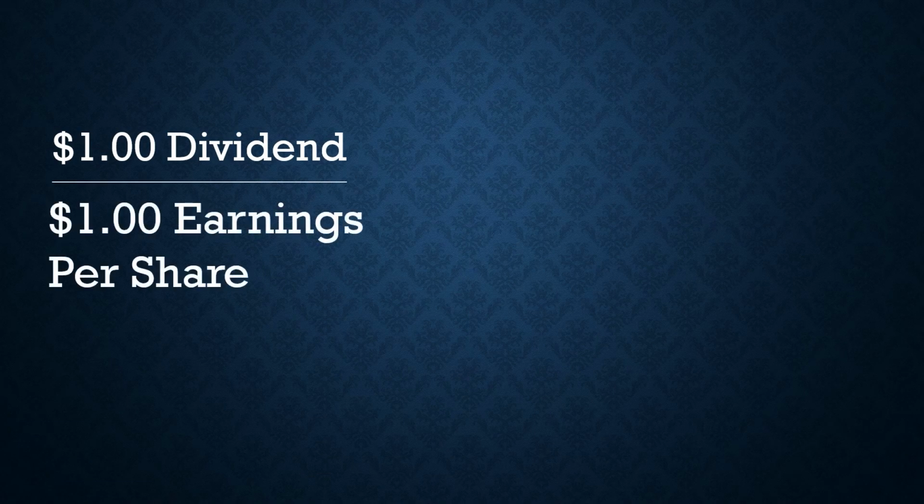A payout ratio is simply the dividend divided by the earnings per share. If you have a $1 dividend and $1 in earnings per share, that's a 100% payout ratio. This is not healthy because it means everything earned is being paid out. A good rule of thumb is to stay at 75% or below, which they've succeeded in doing here.